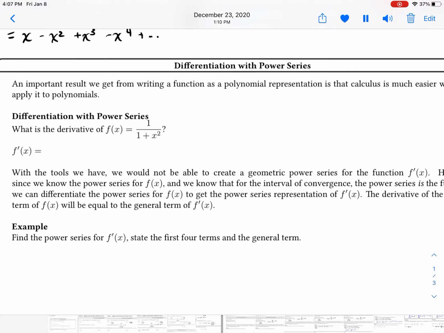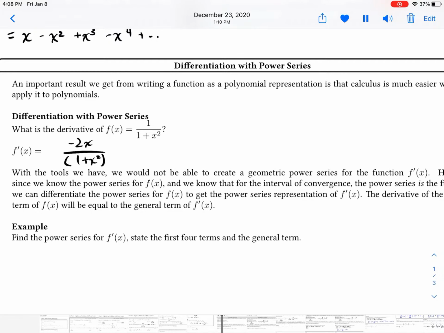And I'm not a huge fan of the quotient rule. It's totally important, but let's be honest, it's not always the most fun thing to do. But after doing the quotient rule, that would just be 0 minus, we got negative 2x, and then we just need to square that denominator. Fortunately, that wasn't too bad.